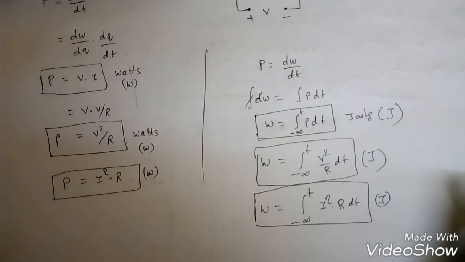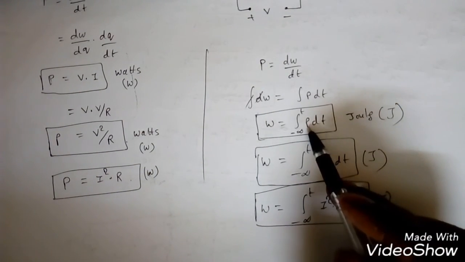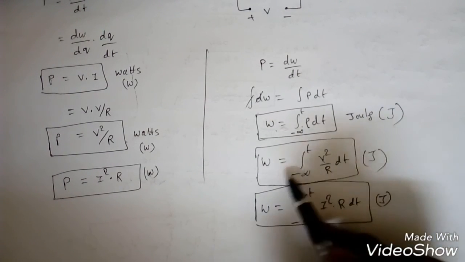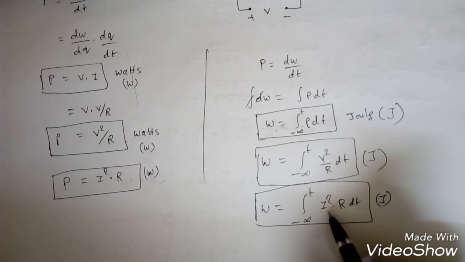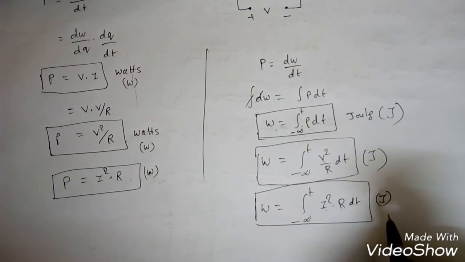So this is about the energy in the resistance. If I know the power expression, then I can integrate to get the energy, or if I know the voltage and the resistance, I can find the energy. Similarly, if I know the current expression and the resistance, then I can find the energy in the resistor. So this is about the resistance parameter.